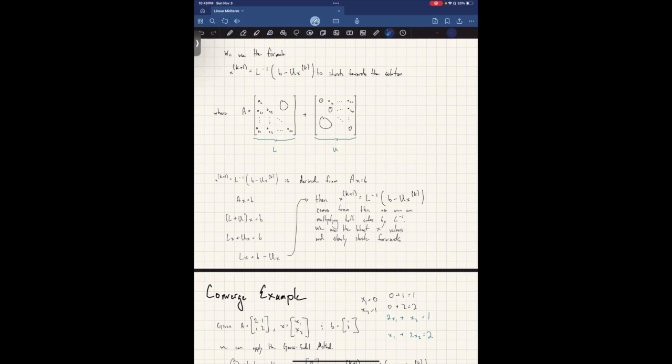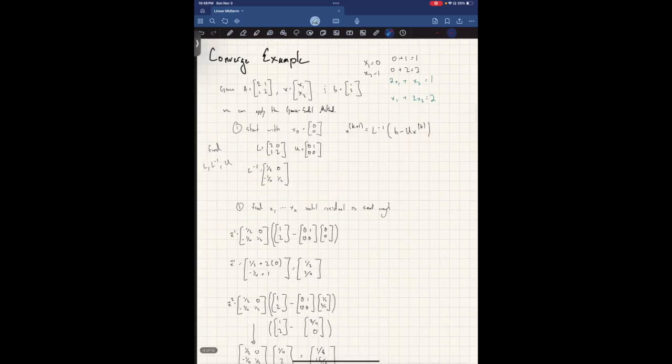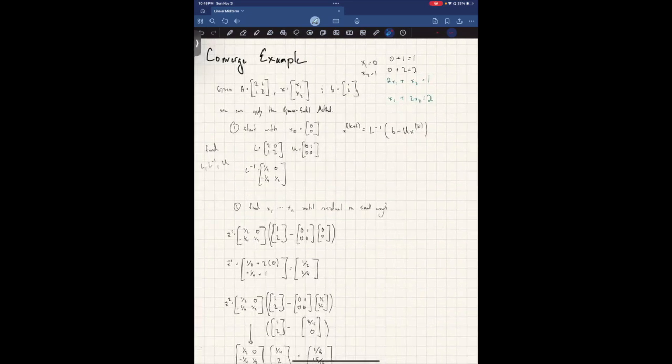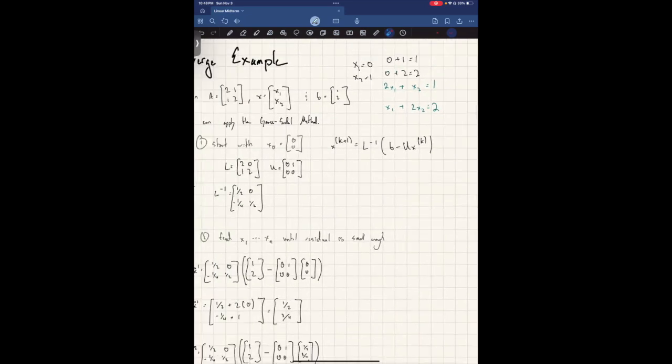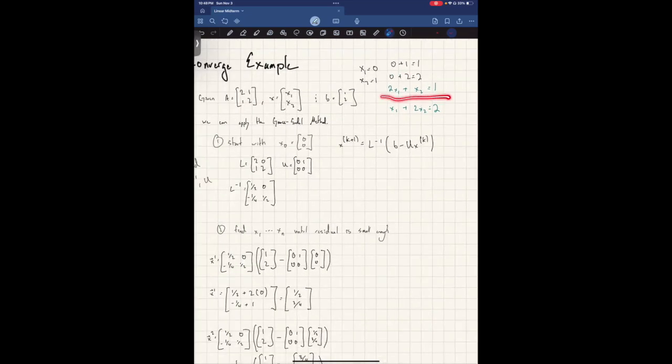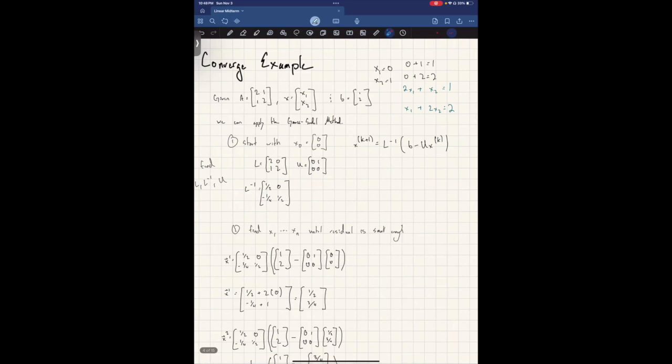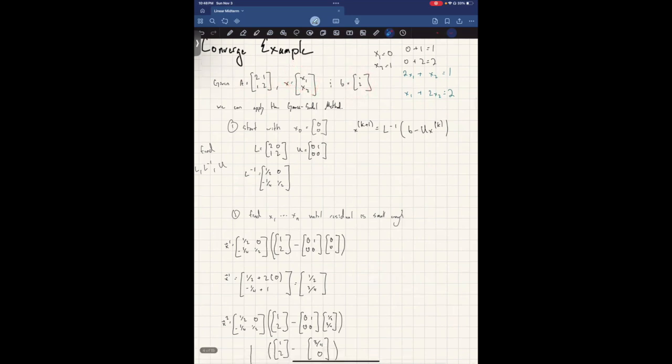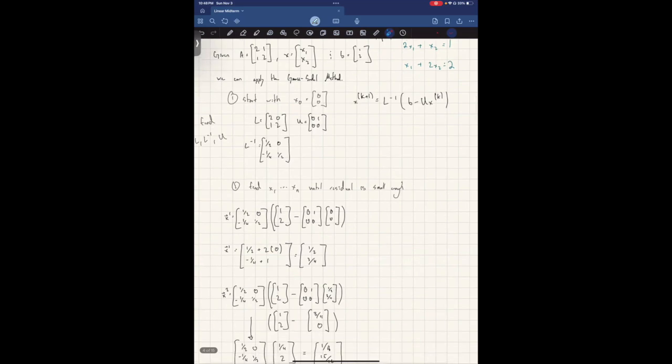And so going into our first example, where the Gauss-Seidel method leads to convergence, we can see that right here, our first equation, 2x1 plus x2 is equal to 1. And our second equation, x1 plus 2x2 is equal to 2. And given this system of equations, we get A equals [2, 1; 1, 2], x is [x1, x2], and b is [1, 2]. And so we're going to start with the initial guess of x0 equal to [0, 0].